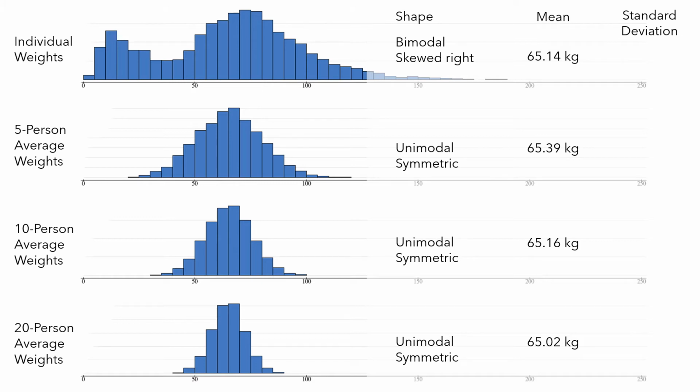Finally, the standard deviation for the individual weights is 32.89 kilograms. For the sampling distribution of 5-person means, it's 14.61 kilograms. For the 10-person means, it's 10.42 kilograms. And for the 20-person averages, it's 7.32 kilograms. So as we increase the sample size, the sampling distributions become unimodal and symmetric, and have less variation, but they're all centered around the same mean. So why is this happening?